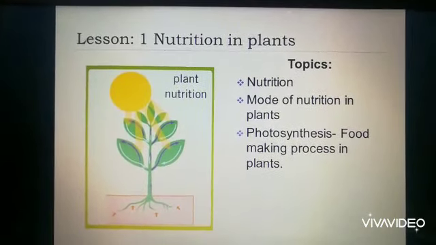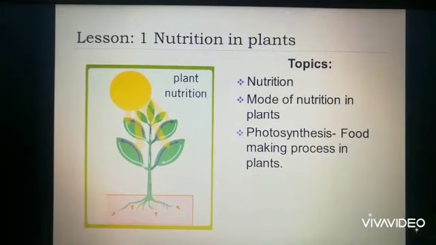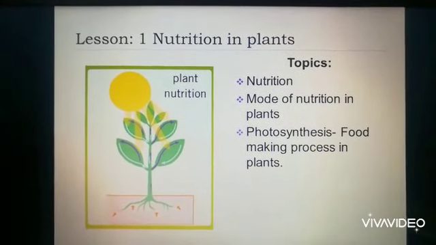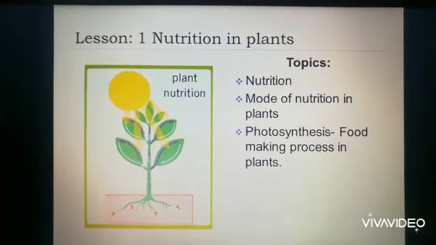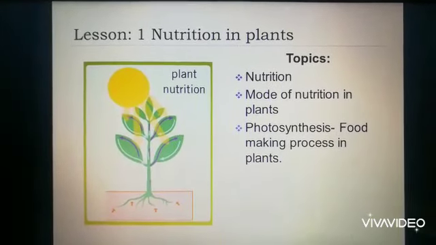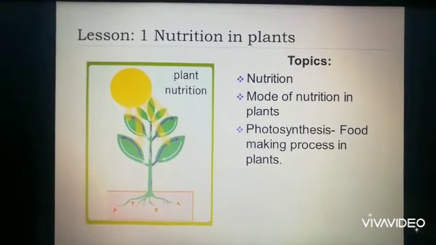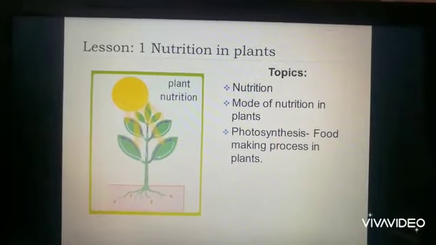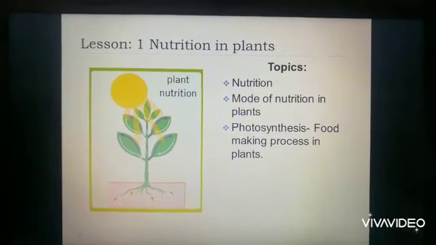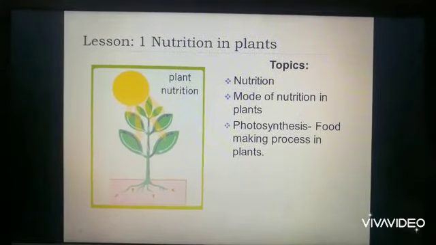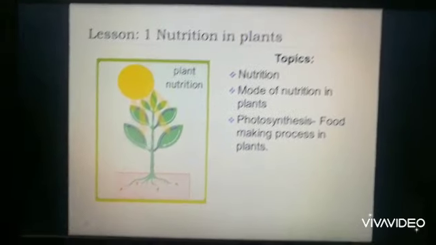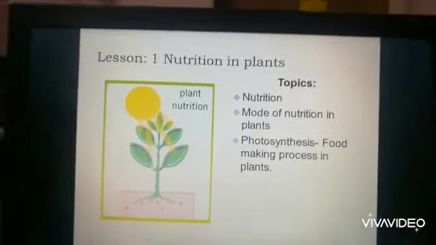In this lesson, we are going to learn about few topics first, that is nutrition, mode of nutrition in plants, and the very basic process, that is photosynthesis. So, here we are starting with the term nutrition. First of all, you need to learn what is nutrition.